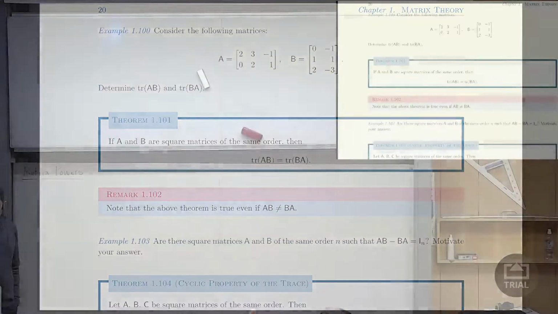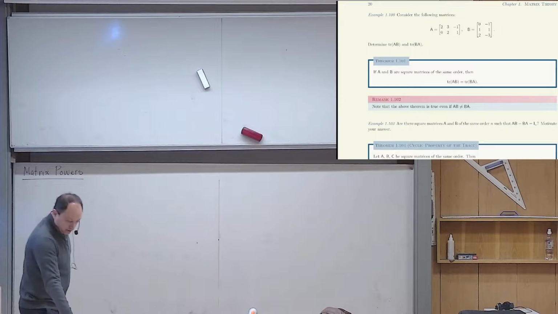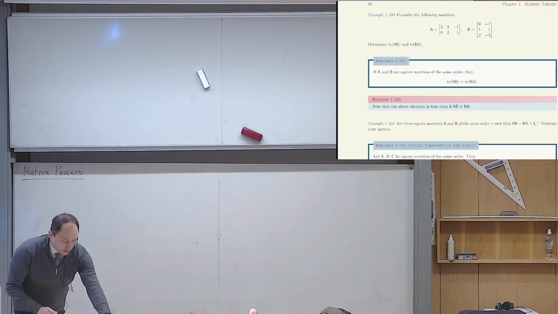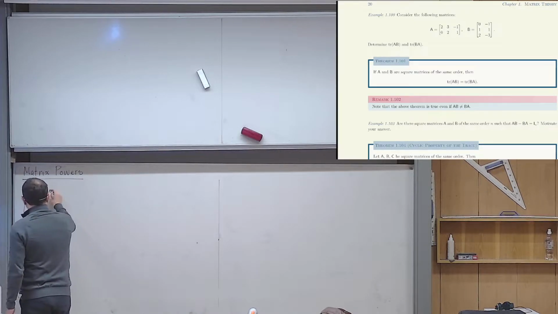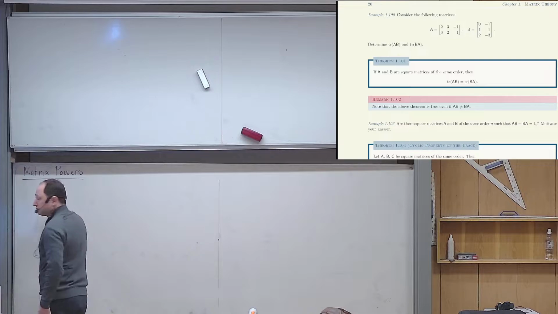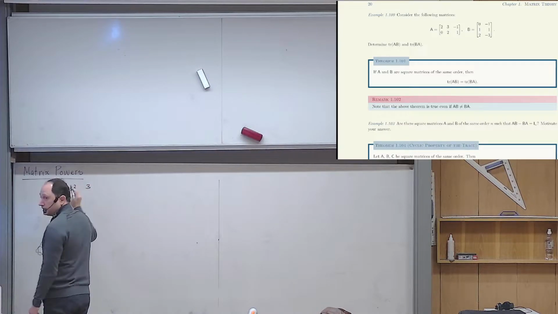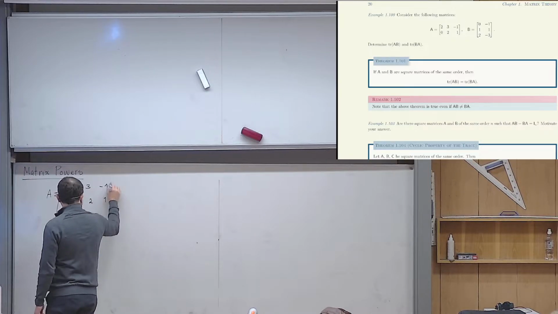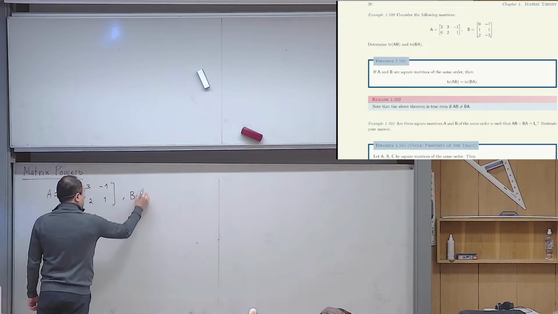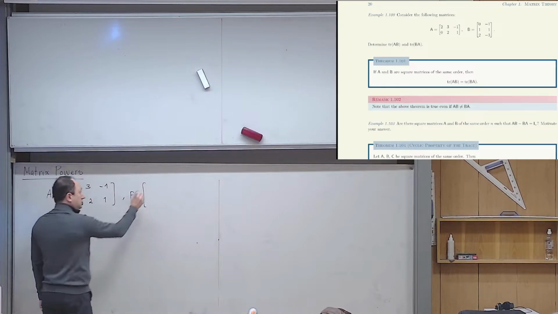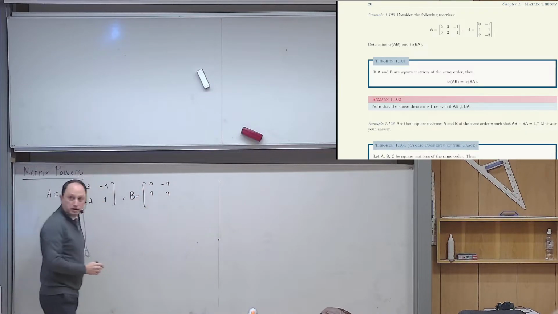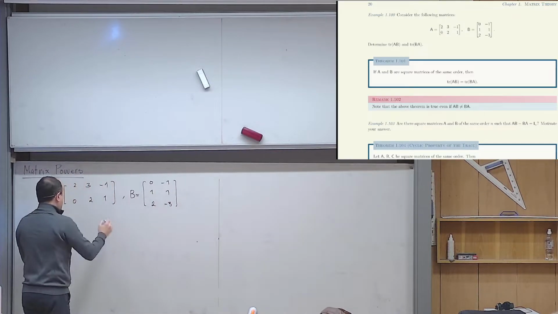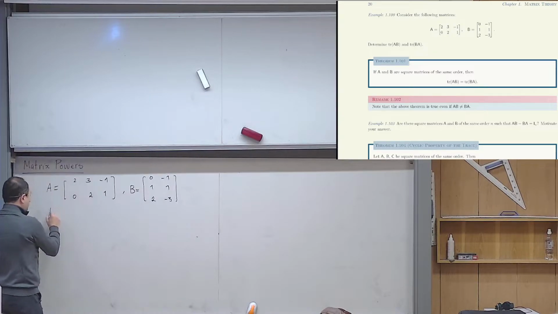So let us actually understand this. The problem here is a matrix A is given. So A is equal to [2, 3, -1; 0, 2, 1]. And we also have matrix B, which is [0, -1; 1, 1; 2, -3]. Okay, so let me calculate the trace of AB first.